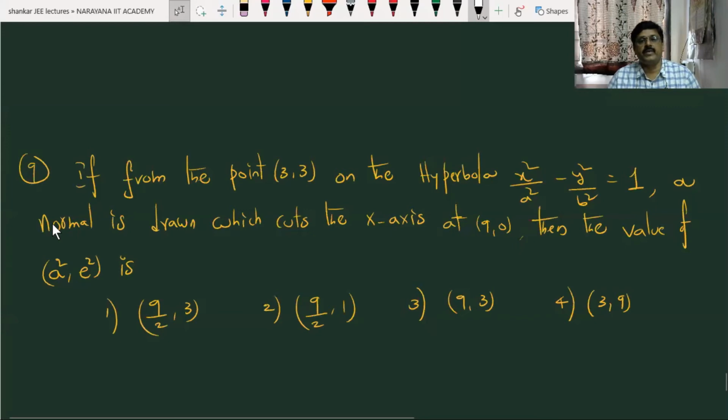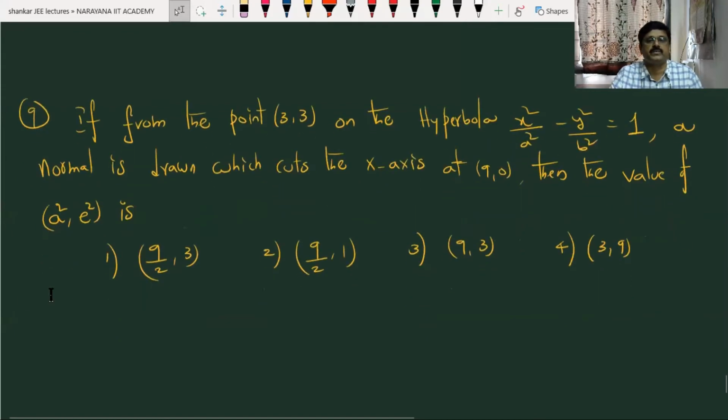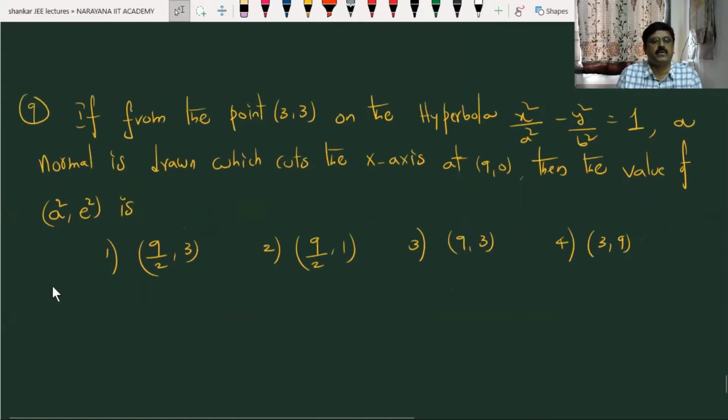If from the point (3, 3) on the hyperbola x square by a square minus y square by b square is equal to 1, a normal is drawn which cuts the x-axis at (9, 0), then the value of a square comma e square. So by following usual notation, e stands for the eccentricity, students. So this is the problem. So how to handle this problem?